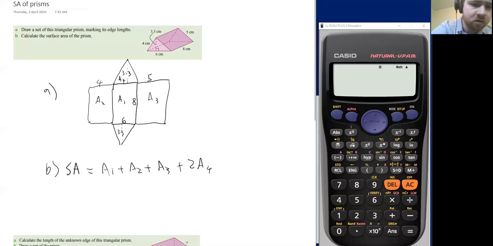So there are rectangles, so A1 is just 6 times 8 plus A2 is 4 times 8 plus A3 is 5 times 8. And then 2 times A4 is going to be half the base. So it's going to be half times the base, which is 6, times the height, which is 3.3.